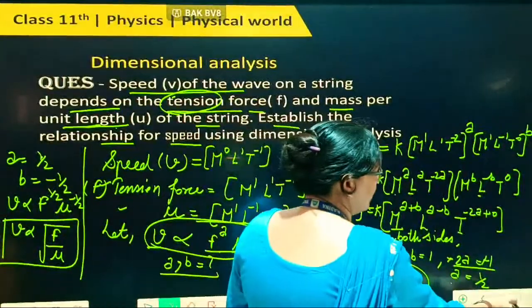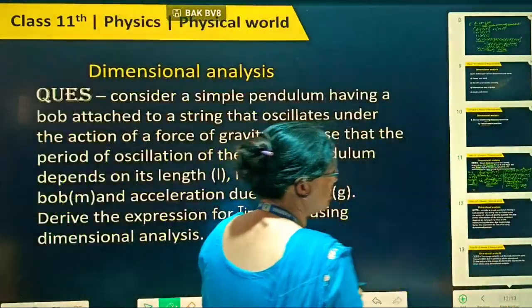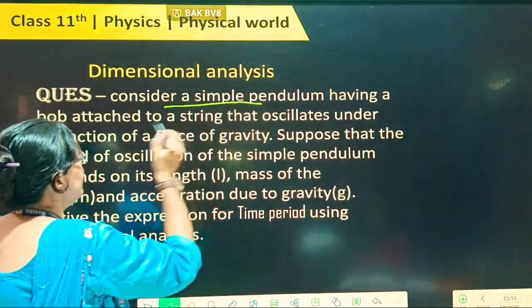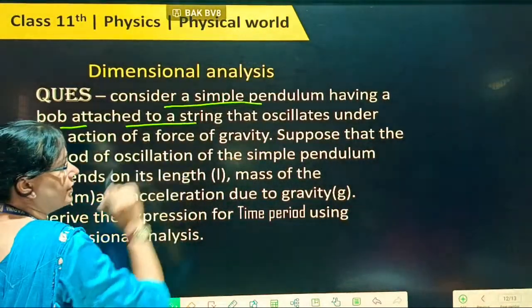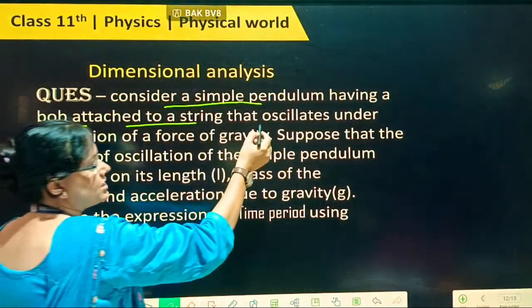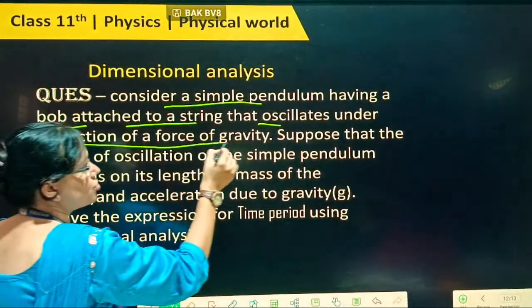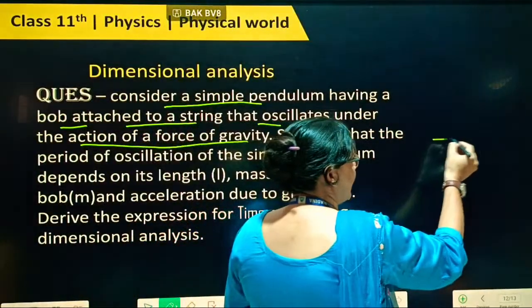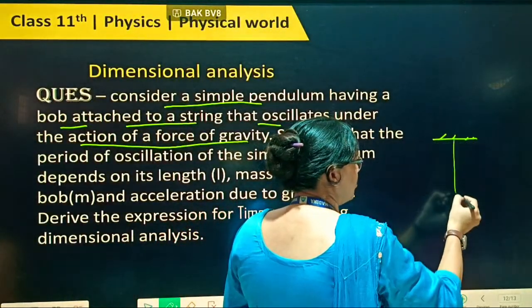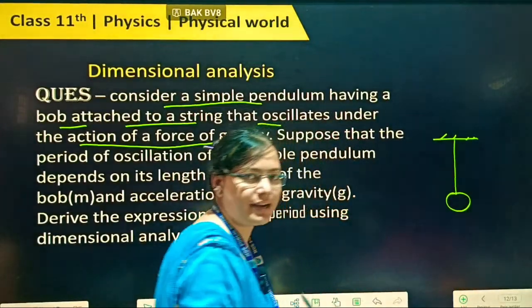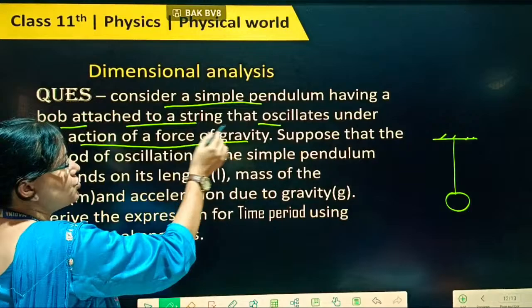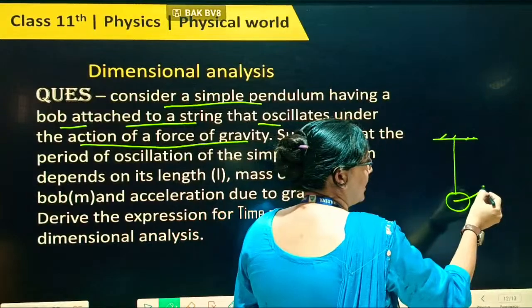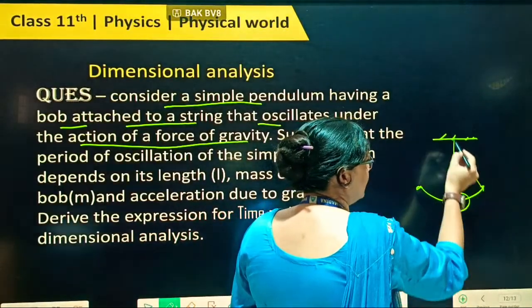Now for more practice, we can do the next question related to this. Consider a simple pendulum having a bob attached to a string, which oscillates under the action of the force of gravity. A pendulum is given here and the question is there. We are taking this pendulum having a bob attached to a string, oscillating under the action of gravity. It accelerates here and there under the effect of gravity.